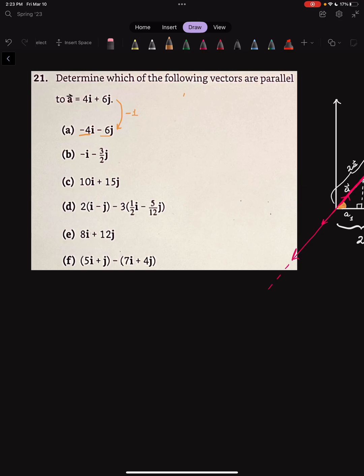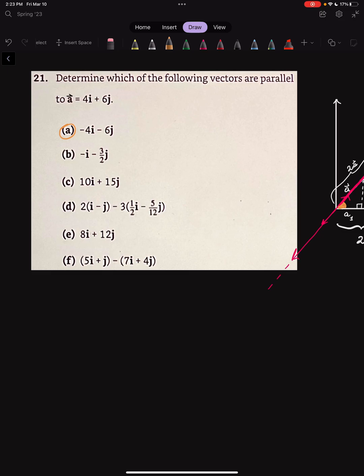And if you graph it, indeed, you'd have 4 and 6, a vector A here, and this other vector here. Now, if you were to translate this vector, boom, boom, boom, boom, you translate it over here, you would see that it's parallel. Now, let's see. So this one is parallel. Determine which vectors are parallel. This one's a parallel vector. How about B? Okay.